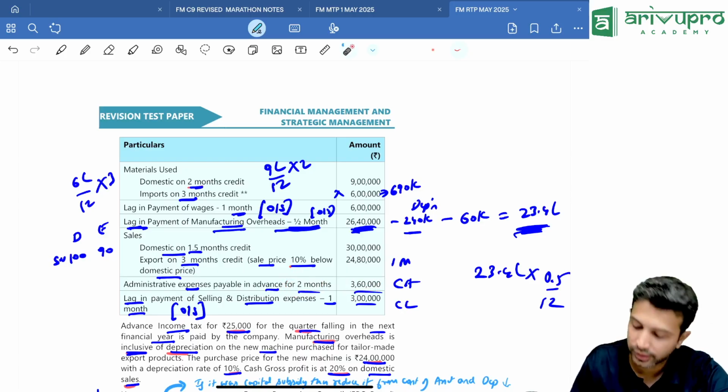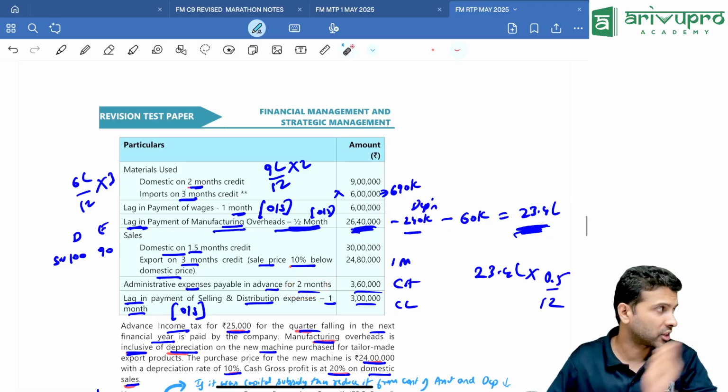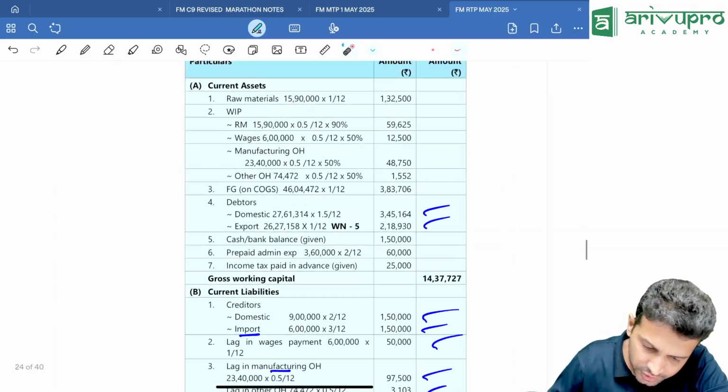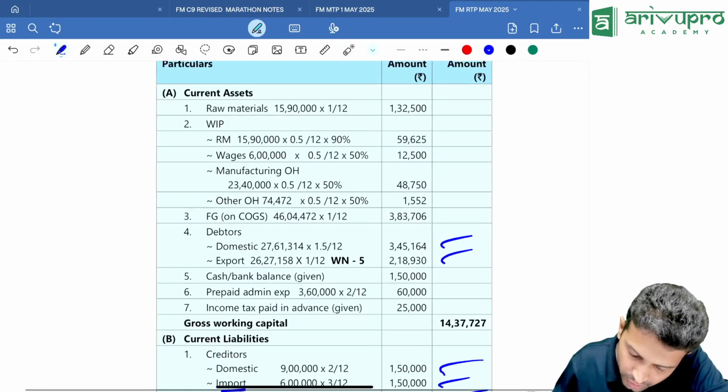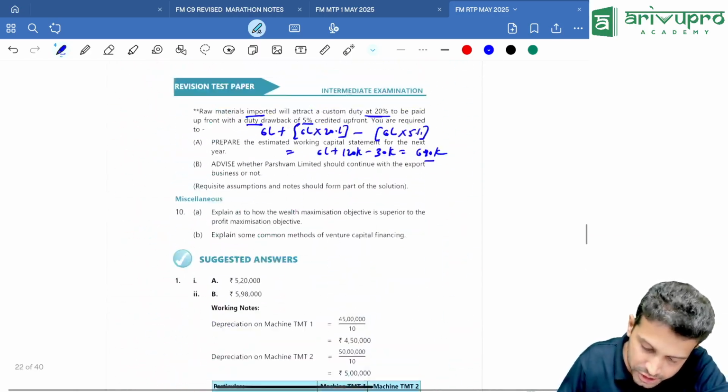Calculate. How do you calculate? 3,60,000 is for 12 months. For 2 months, how much? 3,60,000 into 2 by 12. How much is that? 60,000 is the prepaid admin expense. 60,000 here. Okay. Next. What is the next one?